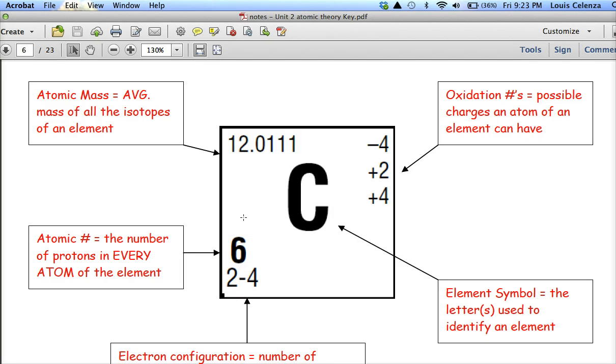The most important one is probably the atomic number, which for carbon is 6. And it's important in several ways. One, every carbon atom has to have an atomic number of 6, which means every single carbon atom that exists, no matter where it is, has 6 protons in its nucleus. Which means if it is neutral, it's going to have 6 electrons outside the nucleus.